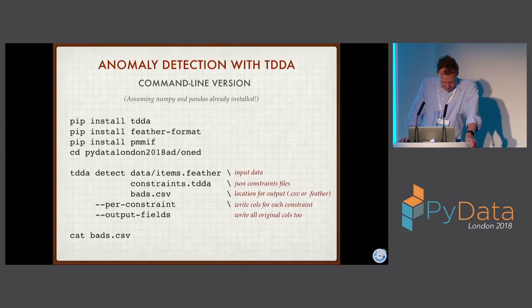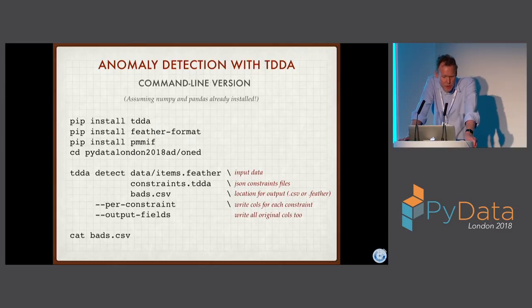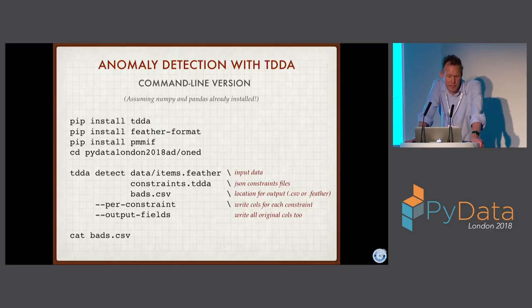So that file, constraints.tdda, is probably in the 1D directory that you've already got. And if you have installed everything successfully, then... Oh, we're doing the detect first. Okay, well, there are two different things. Actually, what this is going to show you is... oh, no, that's right, detect. That's right. It's using that file to find the records that violate the constraints in the data that we've got, and to spit out that data.